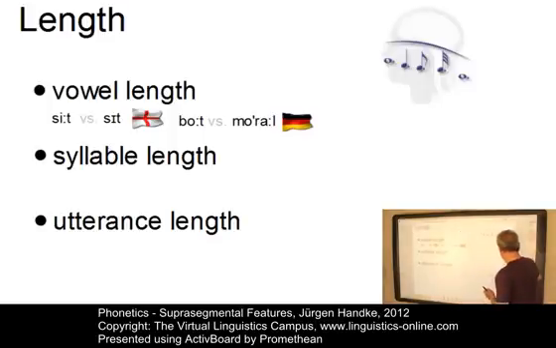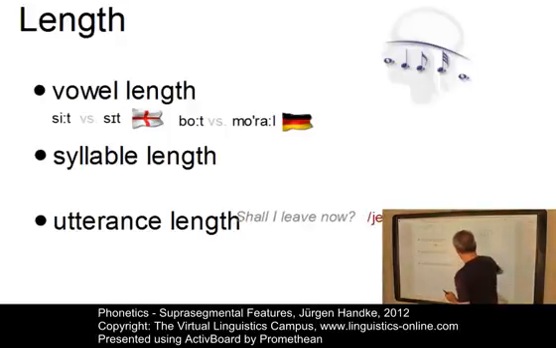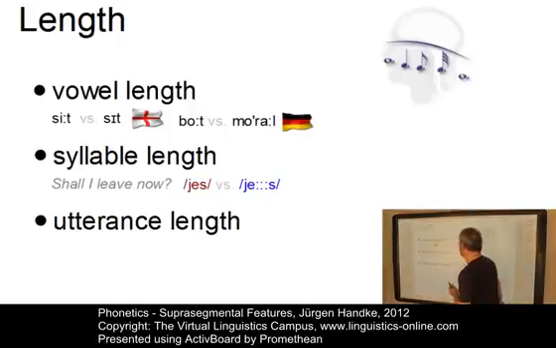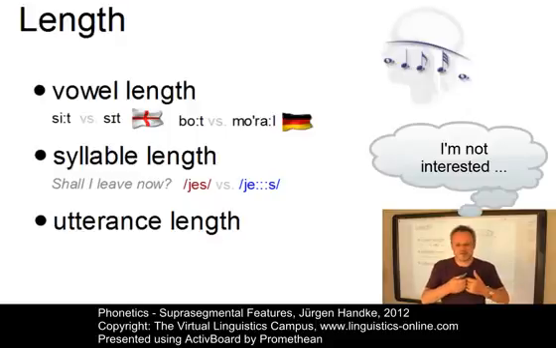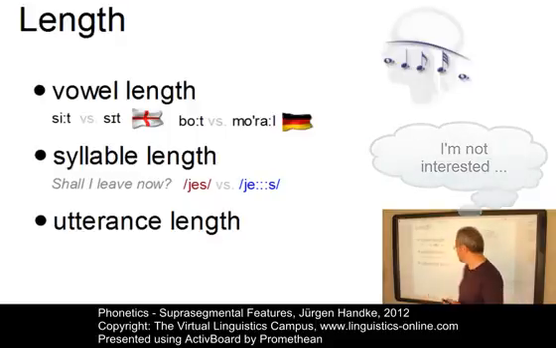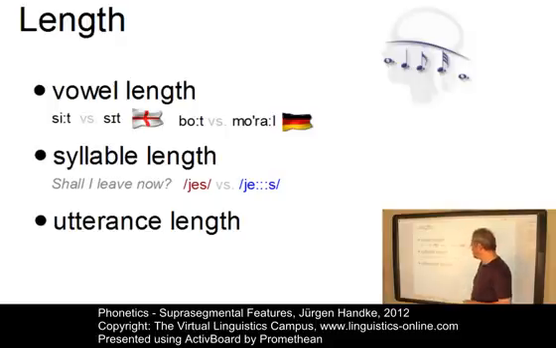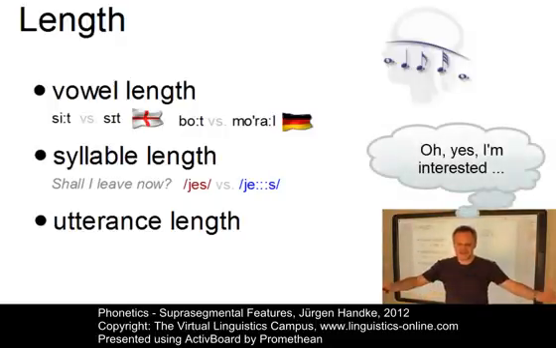Now another possibility is to associate length with syllables. Now look at this utterance, shall I leave now? Now if I use a very short syllable as my answer, shall I leave now? Yes. This might involve a lack of interest, lack of emotion, and so on. And if I use the second option, shall I leave now? Yes. This of course indicates extreme emotional involvement.